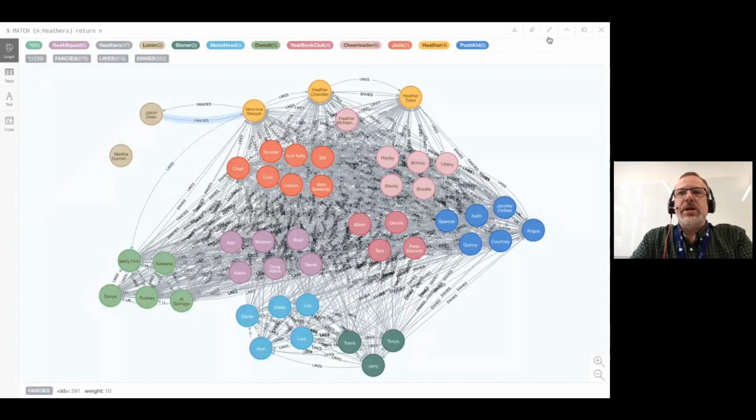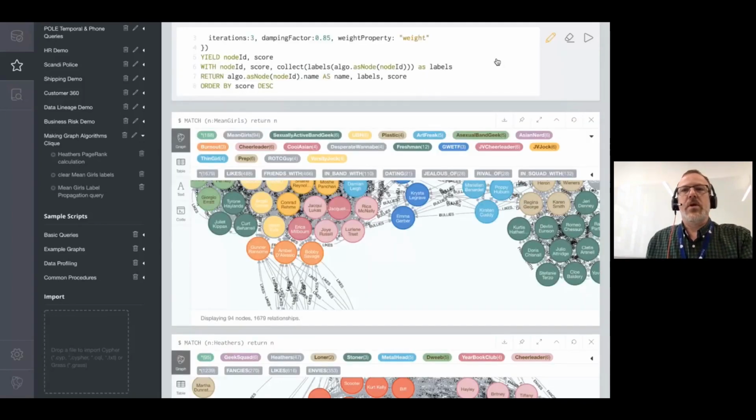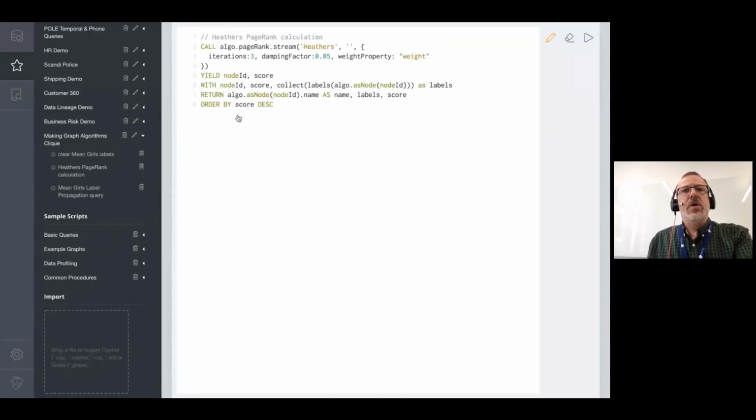So calling the algorithm is quite straightforward. It's quite easy. I have the query saved here. So we're calling the PageRank. We're streaming the results back to the browser. We could write back to the database, which is what we'll do when we use label propagation. But here we're just streaming the results back. So we're doing a calculation and then getting those results right back to the browser.